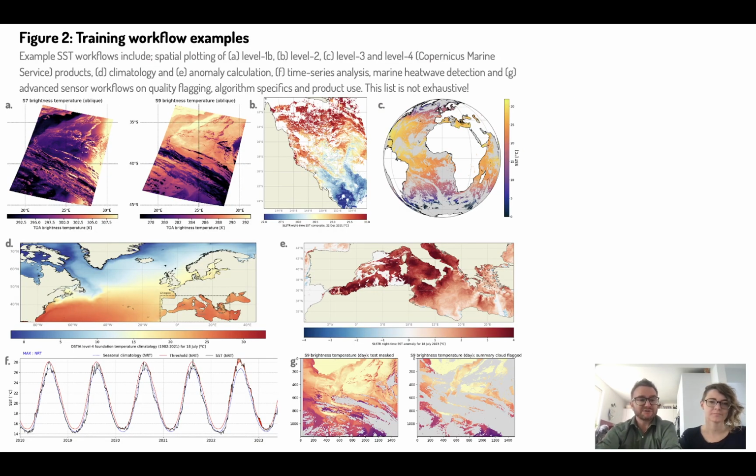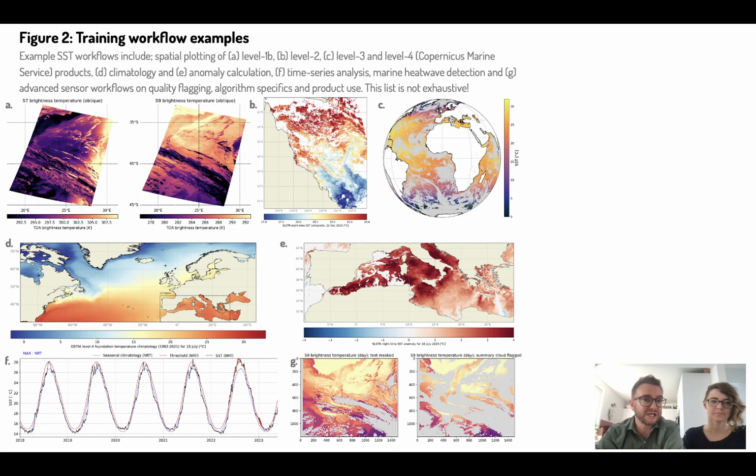So inside these repositories themselves, they're mostly set up as a series of Jupyter notebooks, and these focus on various workflows that are relevant to working with sea surface temperature data. Some examples shown here are working with level 1B data to look at the brightness temperatures from individual channels to get an idea of what channels are in use and available both at daytime and nighttime. To do spatial-based plotting of data at level 2 in example B, and level 3 in example C, and not shown here but also level 4 data from the Copernicus Marine Service.